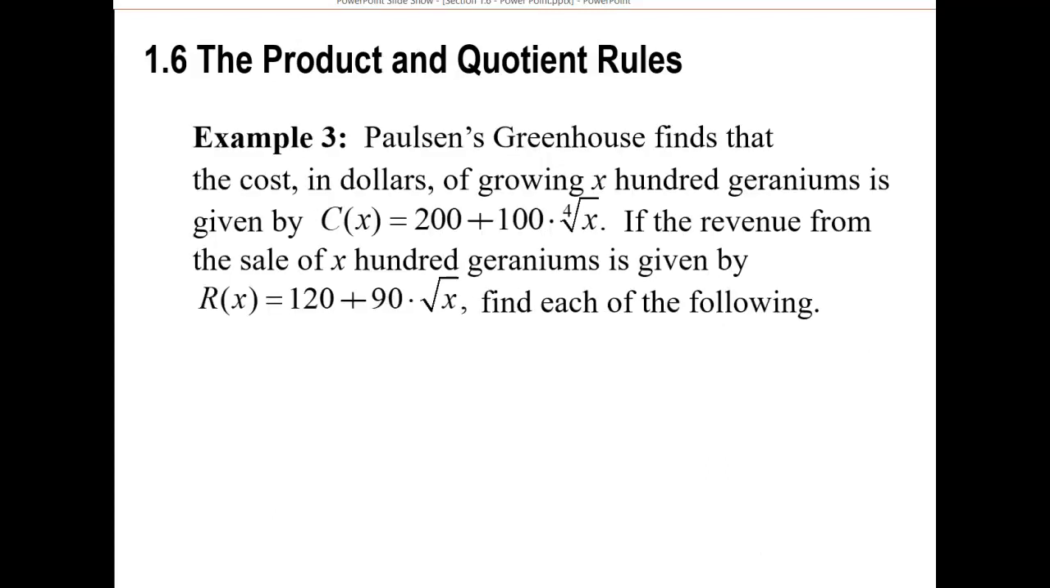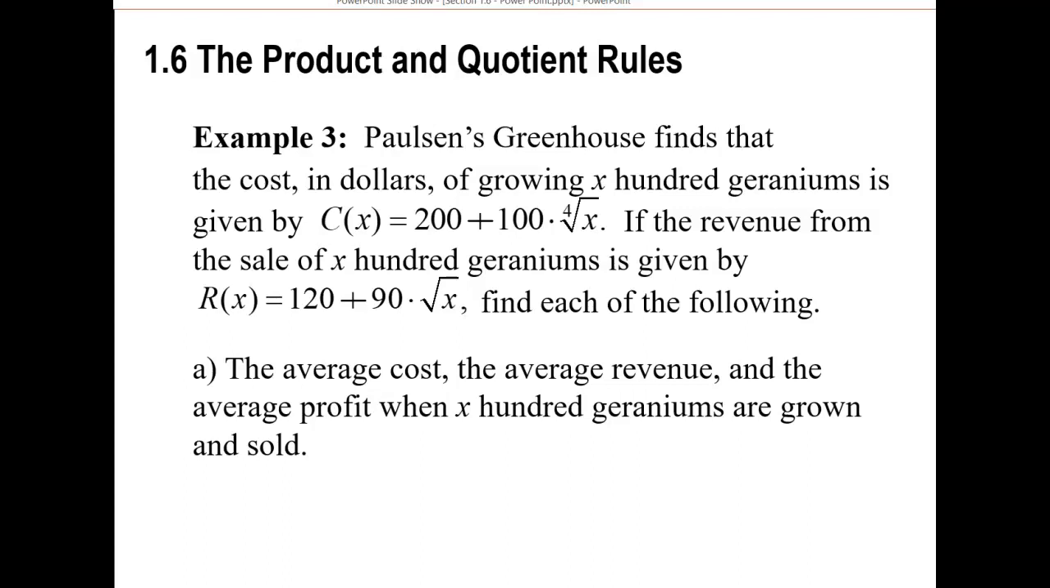All right, so our example. Paulison's greenhouse finds that the cost in dollars of growing x hundred geraniums is given by C of x equals 200 plus 100 times the fourth root of x. If the revenue from the sale of x hundred geraniums is given by R of x equals 120 plus 90 square root of x, find each of the following.